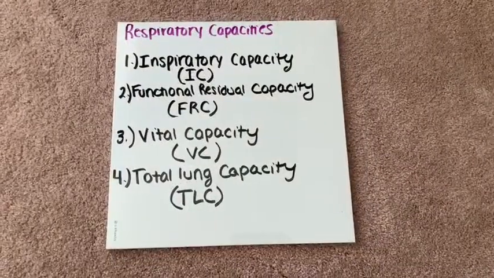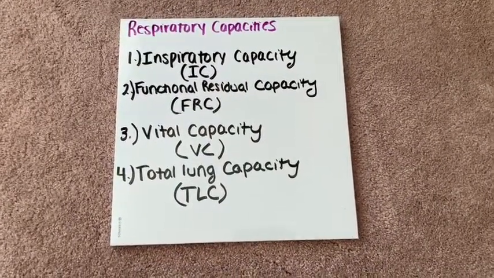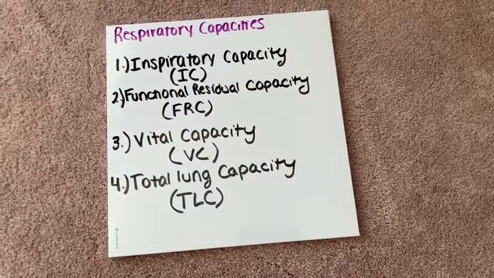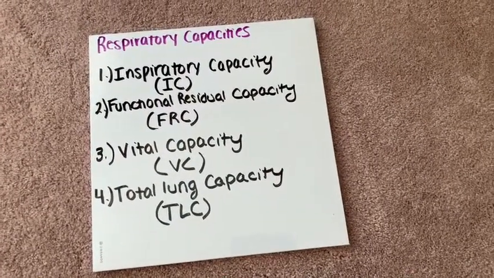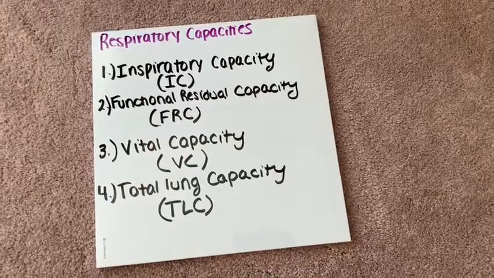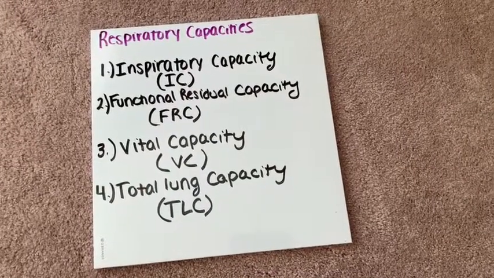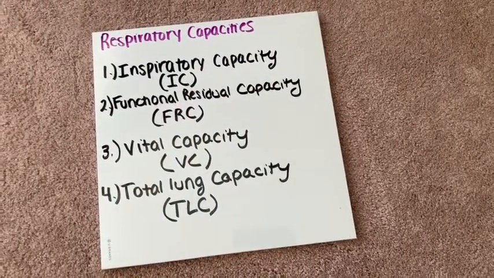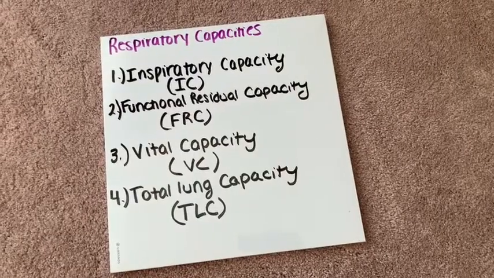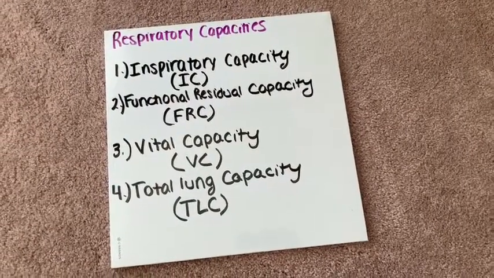Here I have the respiratory capacities. Inspiratory capacity is how much you can breathe in after a tidal exhalation. Functional residual capacity is the ERV plus the RV. The vital capacity is everything but the residual volume. And total lung capacity is everything.